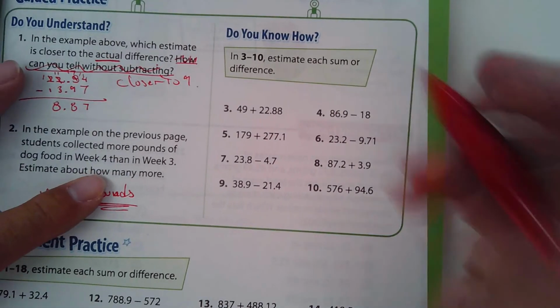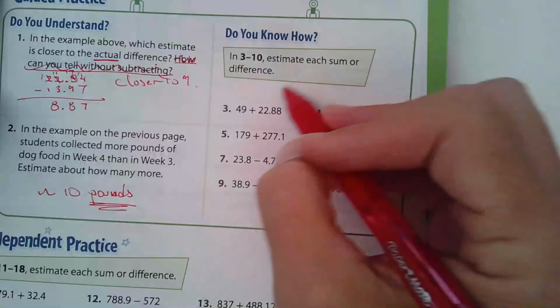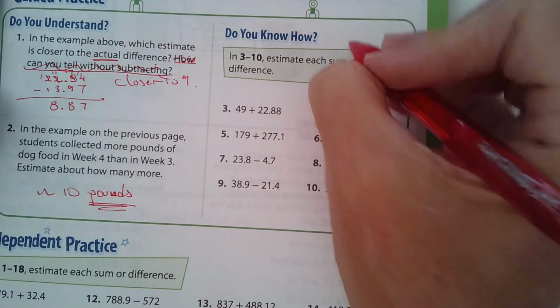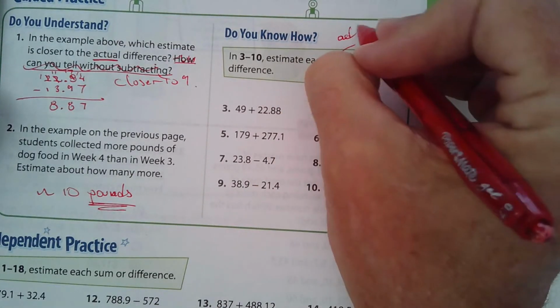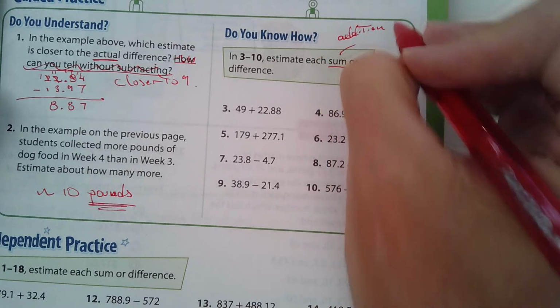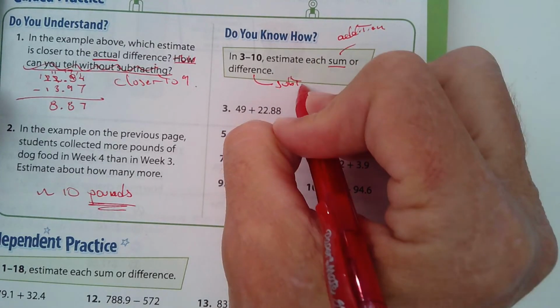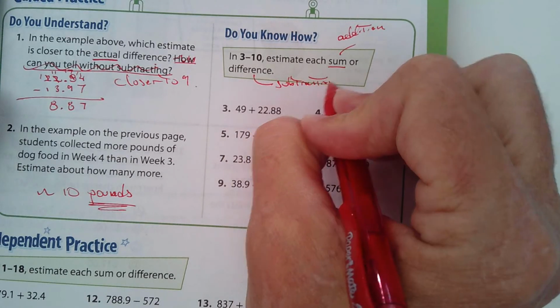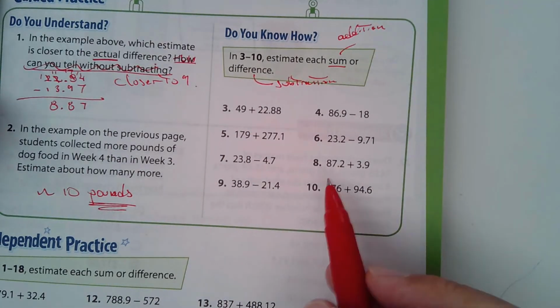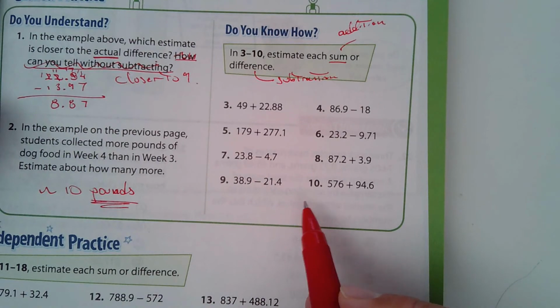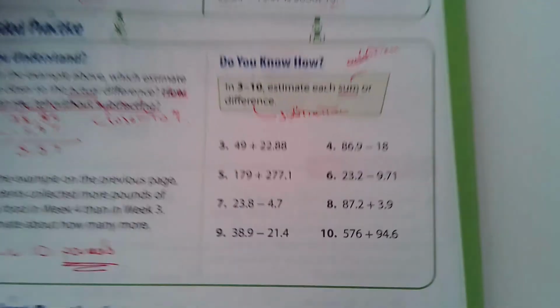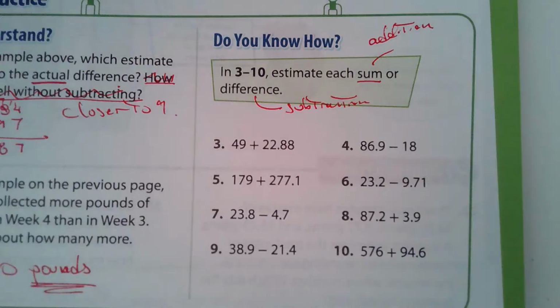All right, 3 through 10, estimate the sum or difference. Now, sum, what's that mean? That's addition. And I said earlier, what's difference? Subtraction. So some of these are subtraction and some are addition. So don't get in the habit of just assuming they're all addition.